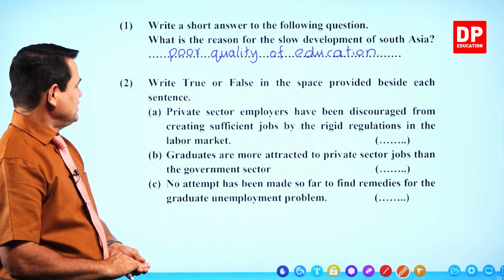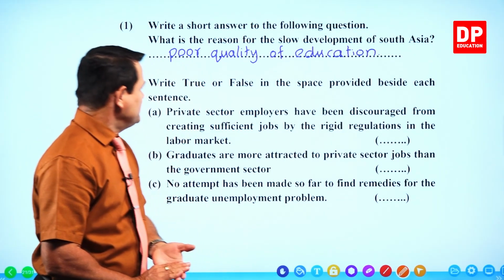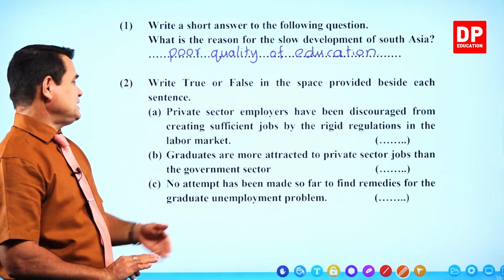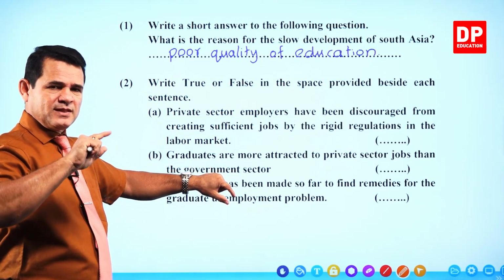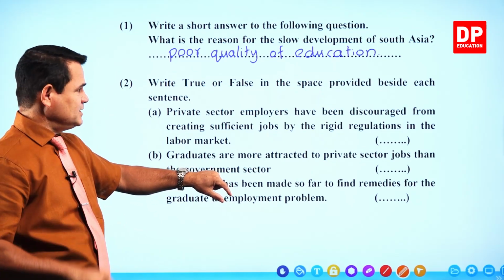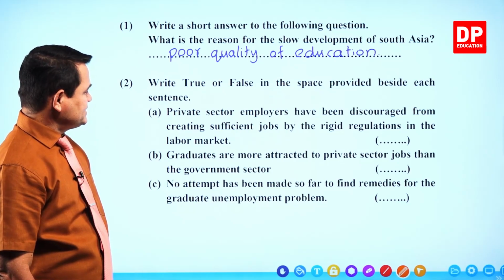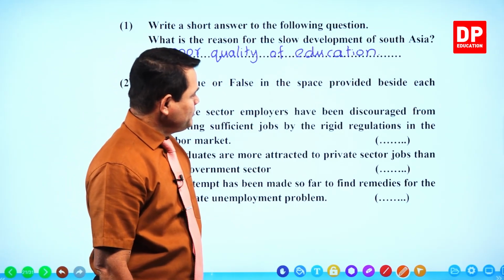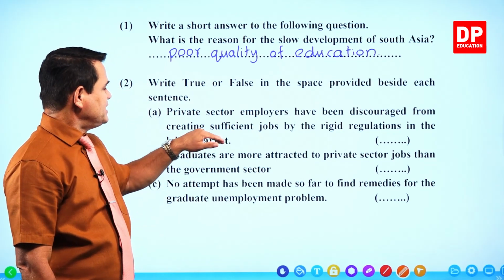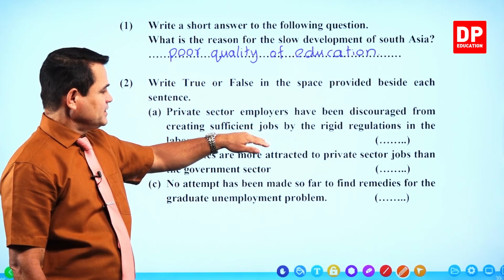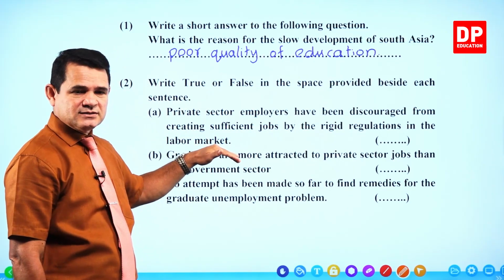Next question. Write true or false in the space provided beside each sentence. You have to tell whether these sentences are true or false. ඇත්තද බොරුද? හරිද වැරදිද කියන්න ඕනේ. What is the first one? Private sector employers have been discouraged from creating sufficient jobs by the rigid regulations in the labor market.